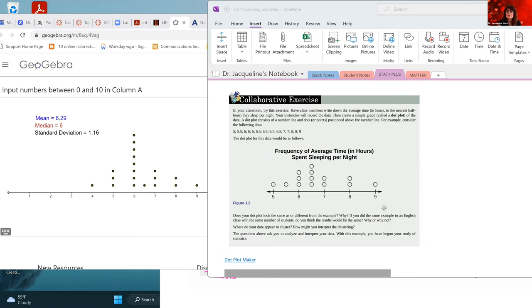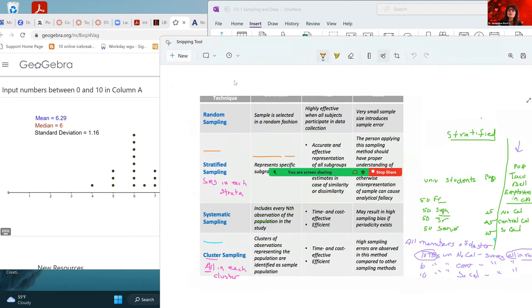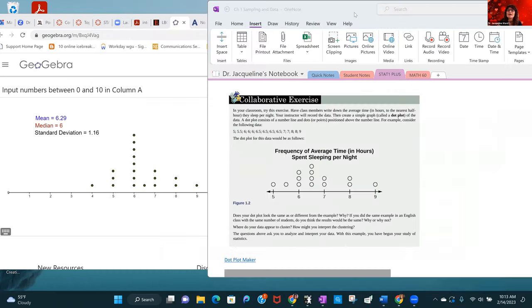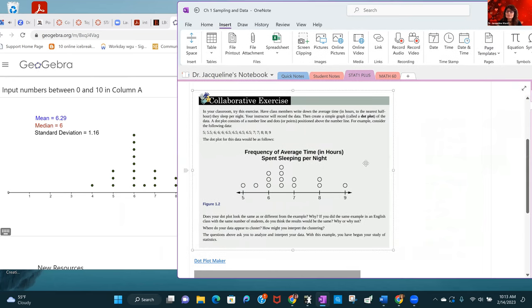Okay. So if you did the same example in an English class with the same number of students, do you think the results would be the same? Why or why not? So we're in a math class. If we did this poll in an English class, what do you guys think? And again, I don't want you to be afraid that there's just one right answer or whatever. Does anybody want to take a stab?